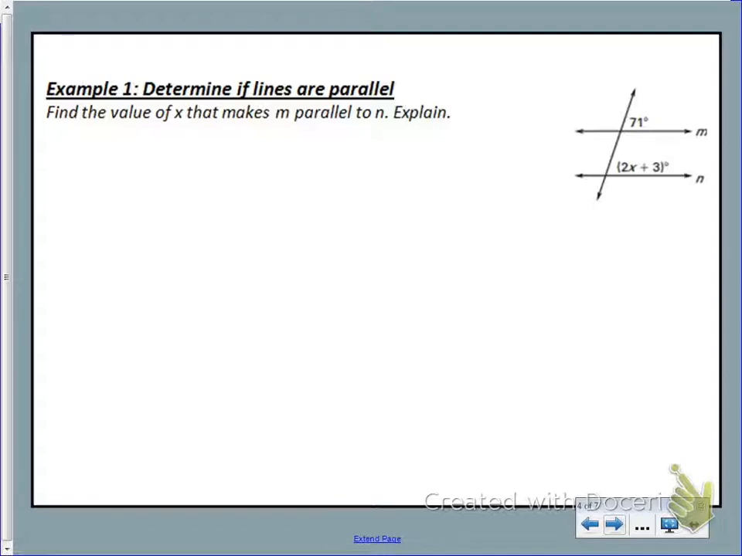So first we need to consider what kind of angles these are. Well, 71 degrees and the 2x plus 3 degree angle are corresponding angles. And the relationship that we know about corresponding angles that will result in parallel lines is when those are congruent. So congruent means we're going to use an equal sign in our equation. So 71 is equal to 2x plus 3.